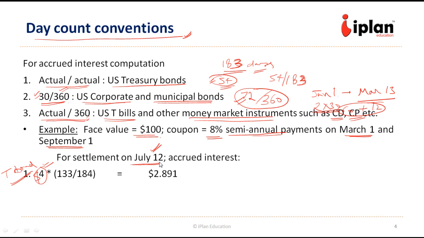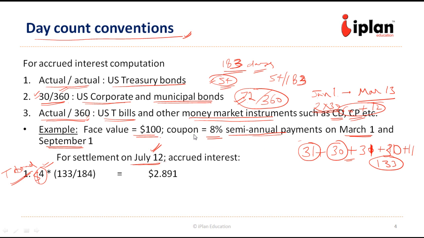And then from March 1st to July 12th, how many days have actually passed? So March 31 days, then April 30 days, June again 30 days, and July from 1st July to 12th July, 11 days. So let us add this. Sorry, for March there were 31, April 30, and for May we need to have 31, then for June 30, March, April, May, June, and then for July we have 11. So now if we add it, we get 133. So these are the days.